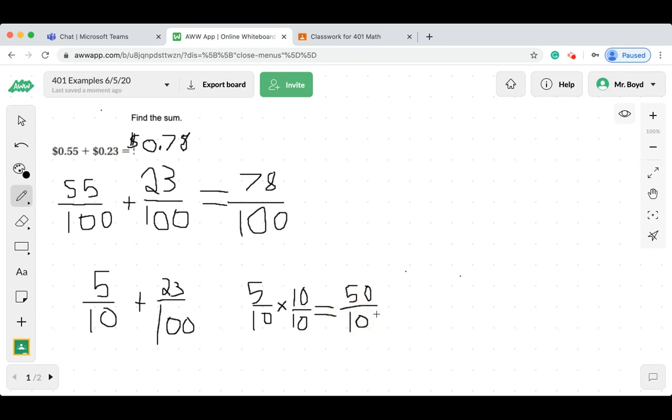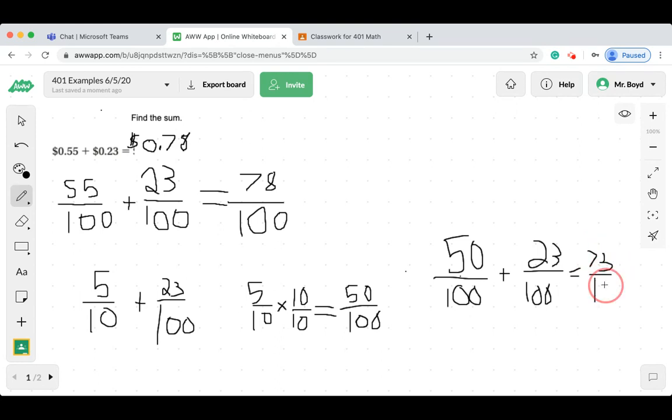Then I would be able to add them because now they're both in hundredths, so it'd be 50 hundredths plus 23 hundredths. Now I can add them and it'll be 73 hundredths. So you're not always going to have it where it's going to be the same. And this written as a decimal, 5/10 would be 5 in my tenths place value. And that's how we would write it.